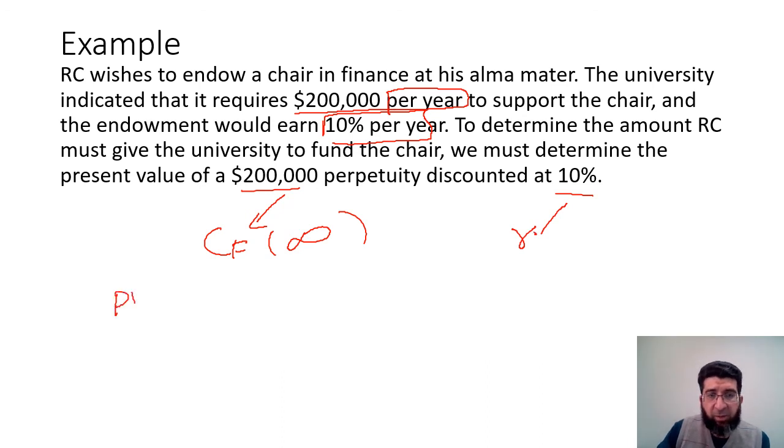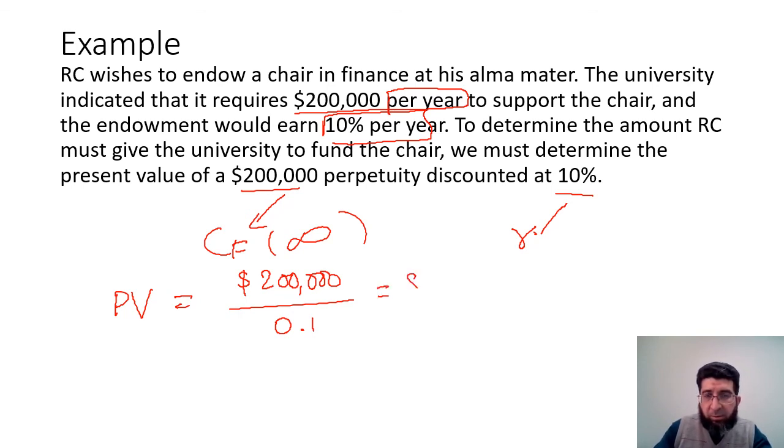So we have present value equals $200,000 divided by R, which is 10%, so it will be 0.1, and that comes out to be $2 million.